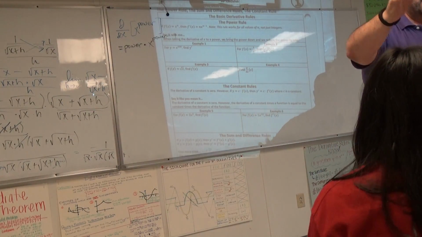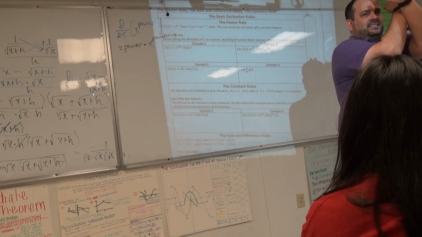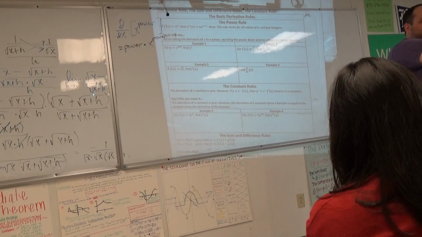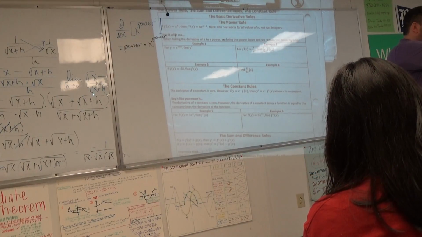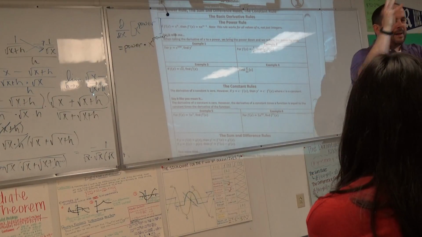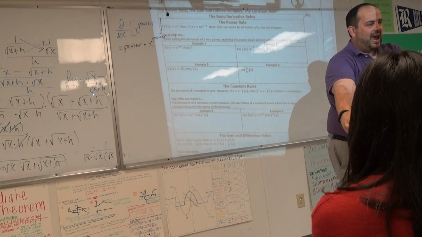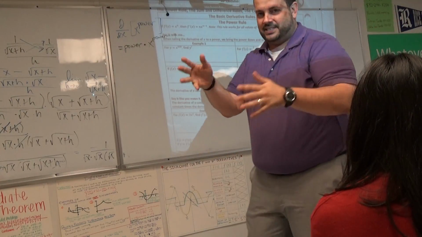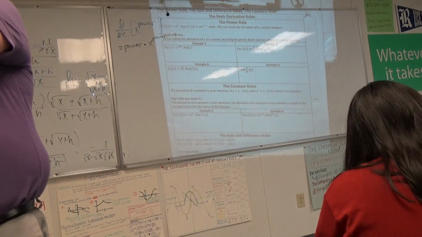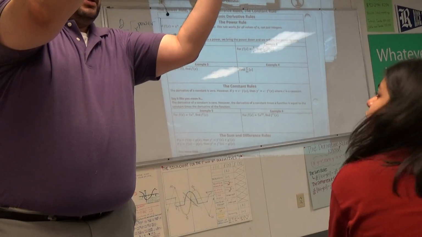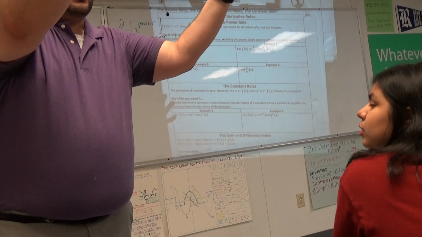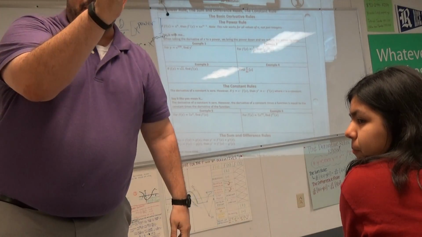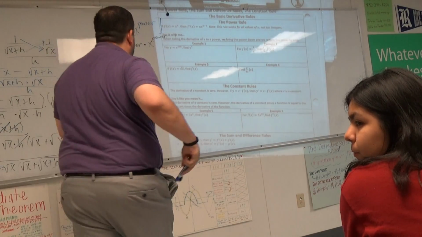The power rule says, if I have x raised to a power, I'm going to find the derivative by bringing the power down and reducing the power by 1. One more time. The power rule says, if I have x raised to a power, how do we find the derivative? What do we do? You bring the power down and reduce the power by 1. There you go. Abel, thanks for being there for me.